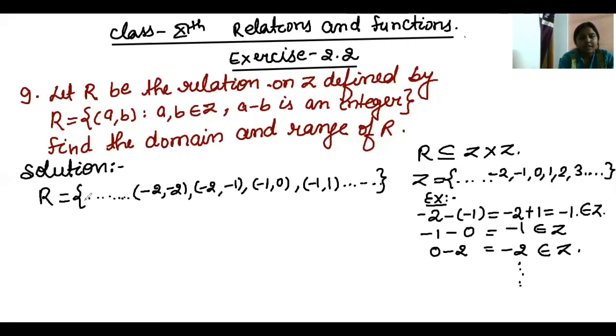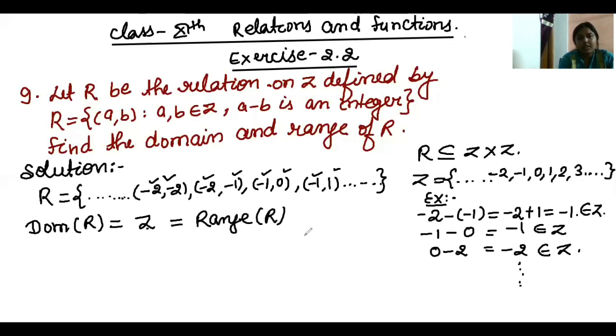And the result will always be an integer. So this is R. Now we will write the domain of R. Obviously, we are taking the first coordinates from the integers, all integers. So it will be the integers. And the range is also the integers, since the result is also an integer. So the range and domain are both the same here, and that is the set of integers. So this is our answer. So the exercise is over. Exercise 2.2.